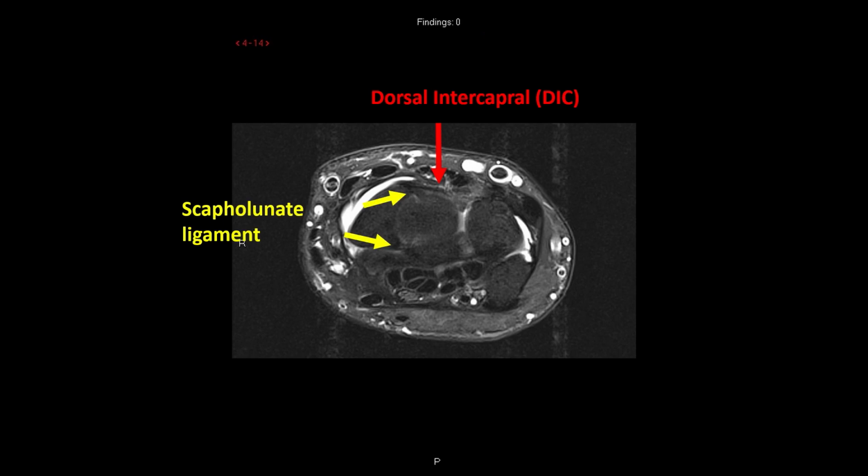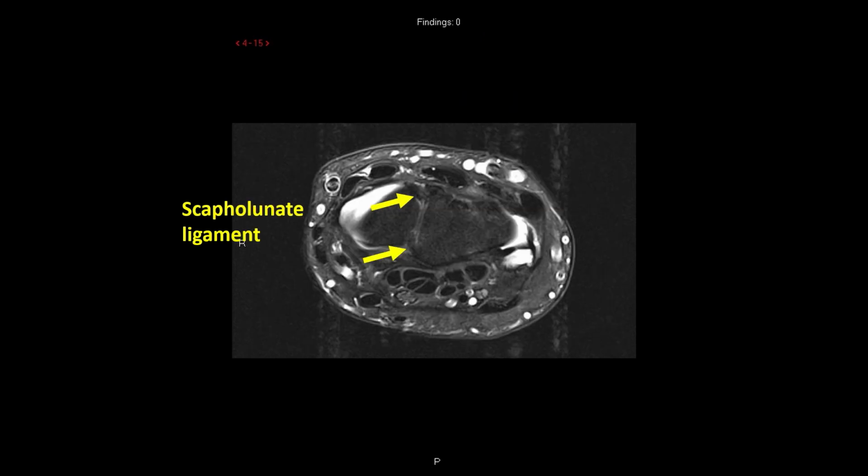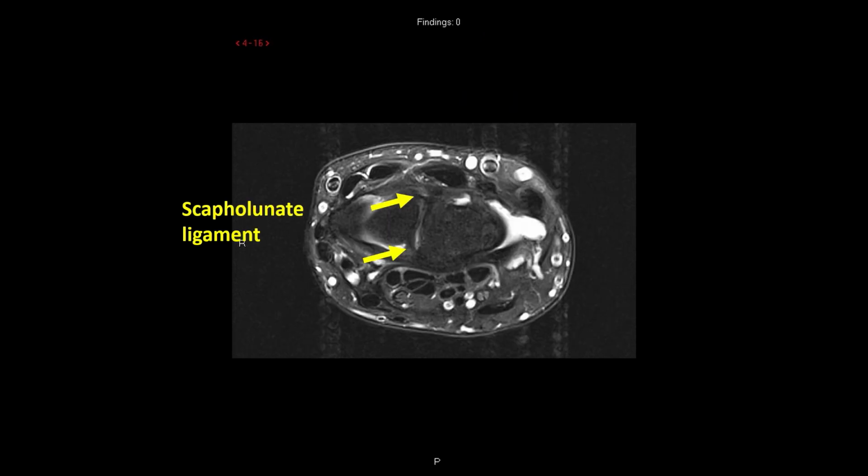And again, in the axial plane, you can see the two limbs of the scapholunate ligament, which I like to look at in the axial plane as well, because you can actually cross-section that U-shaped ligament there. Okay, so we've reviewed the osseous and ligamentous anatomy. So let's put that into use.